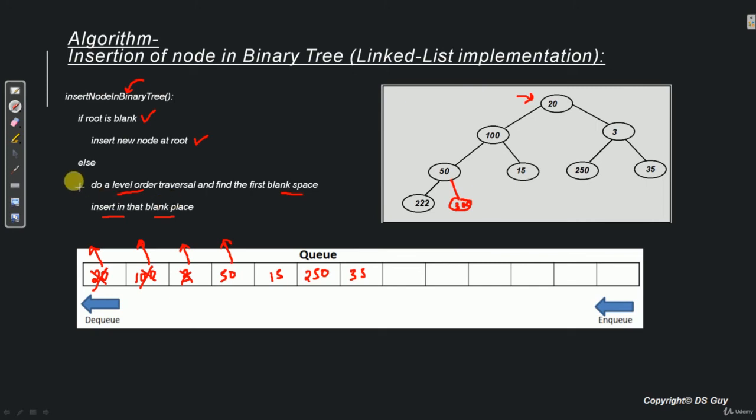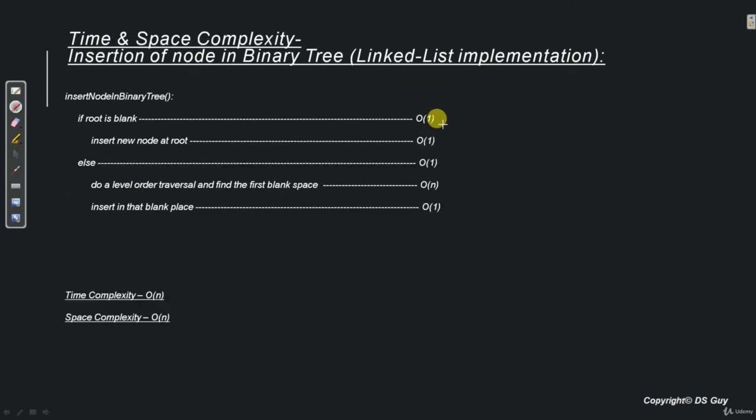Now let's see what is the time and space complexity of this algorithm. Checking if root is blank or not is a constant time operation. Inserting a node at root is a constant time operation. Else is a constant time operation. Doing a level order traversal is an order of n time operation, because in the worst case we will have to traverse almost all of the nodes and the number of nodes is n, so the time complexity becomes order of n. Now inserting a value in a blank space is a constant time operation. So if we add all of this, we get time complexity order of n.